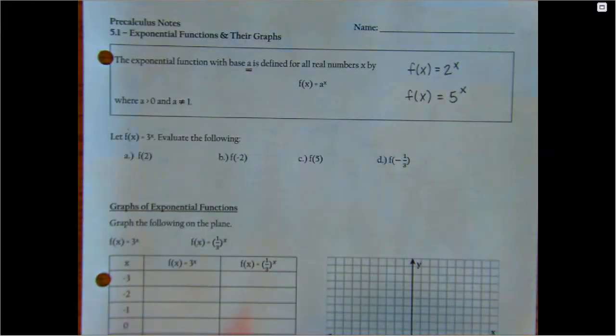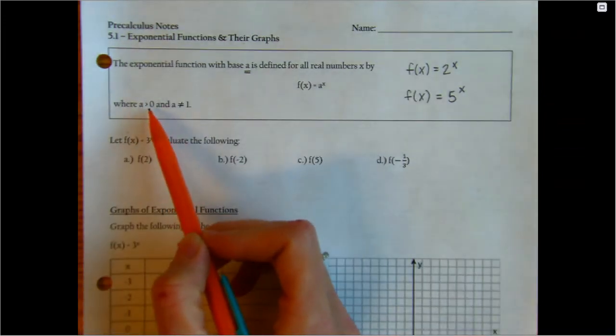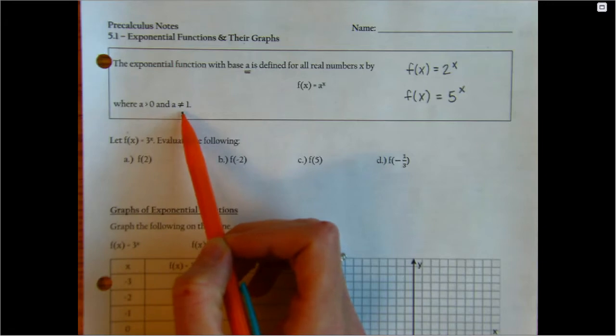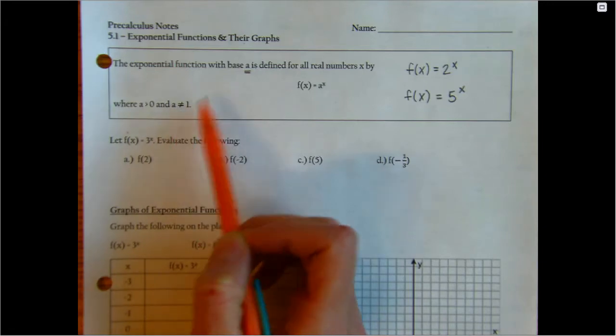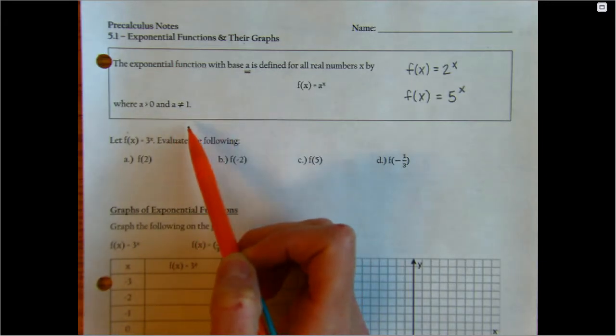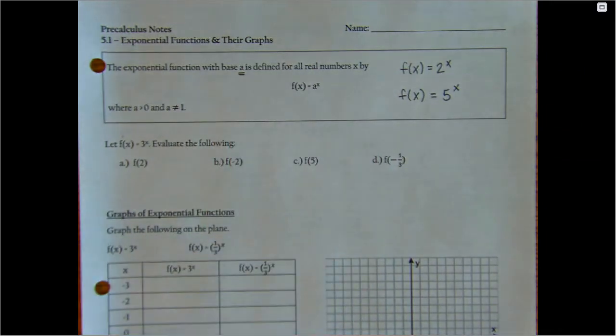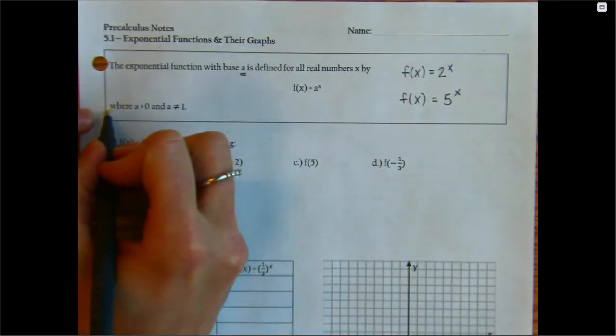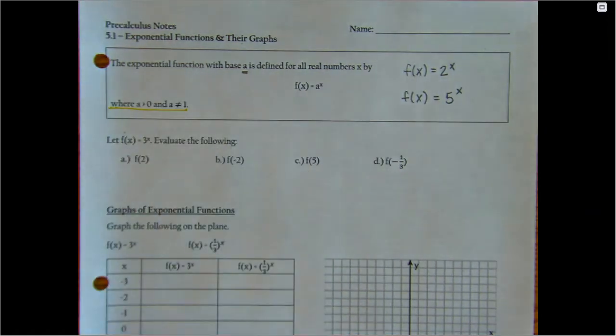Okay, a is going to be bigger than 0, so your base has to be bigger than 0, and a cannot equal 1, right? Because 1 to any power is just 1, so that would not really make it an exponential function. That would just be a constant function. Okay, so there are some stipulations for an exponential function. A has to be bigger than 0 and not equal to 1.